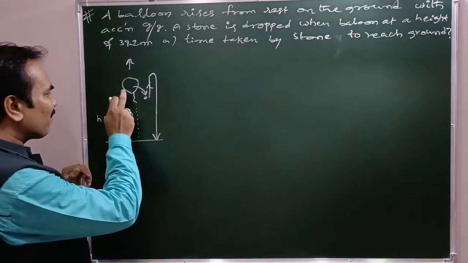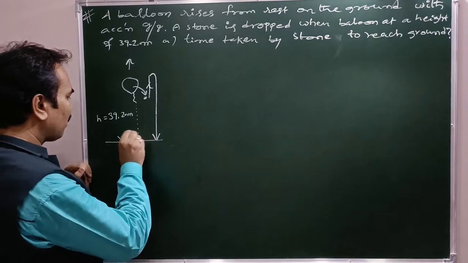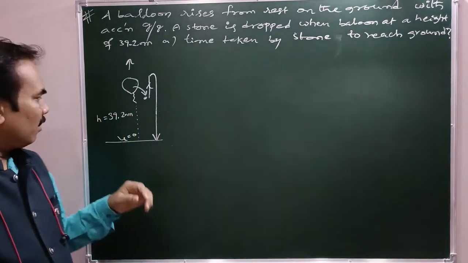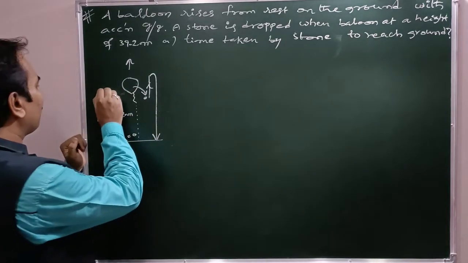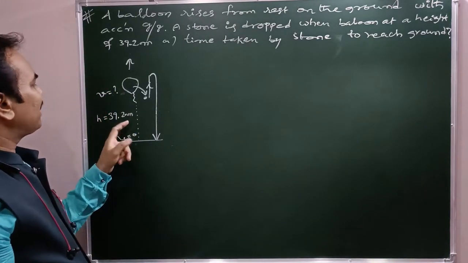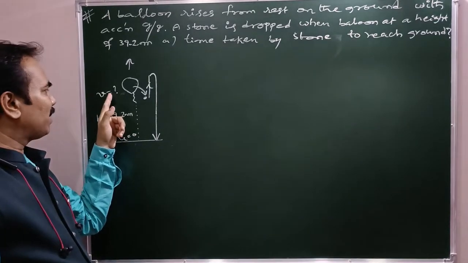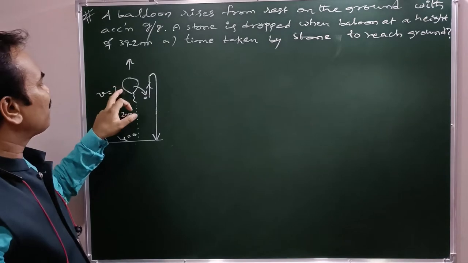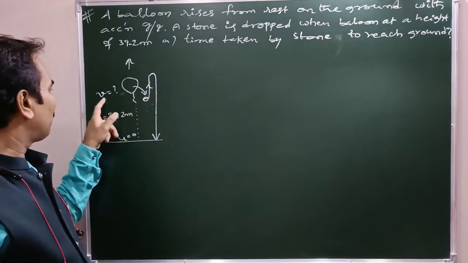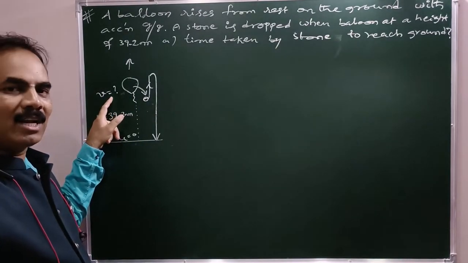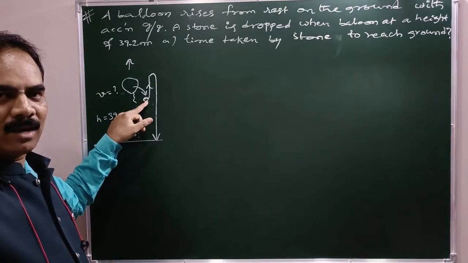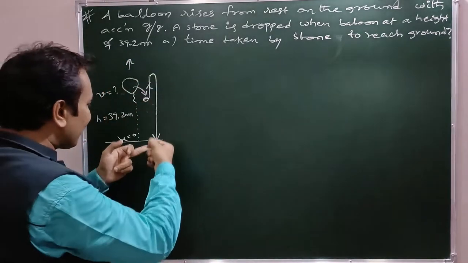Now, what is the initial velocity of the balloon here? Zero. When the string was cut, the velocity initially is zero for the balloon. Now, at this location, what is the velocity? Unknown. So u = 0, v is unknown, h is 39.2. Whatever velocity is acquired by the balloon at this height becomes the initial velocity for the stone also. For the stone, what is the initial velocity? The velocity acquired by the balloon at that height becomes the initial velocity for the stone, in the same direction. So it goes up and again comes down.